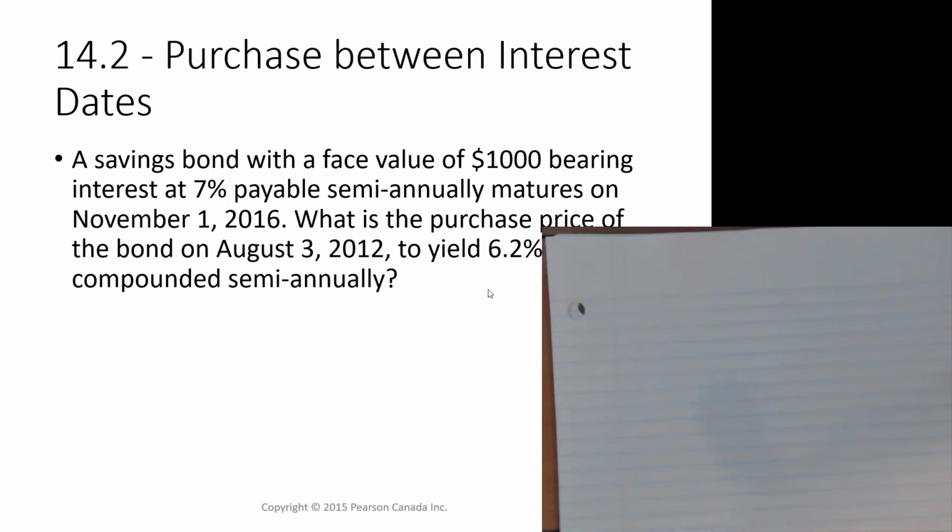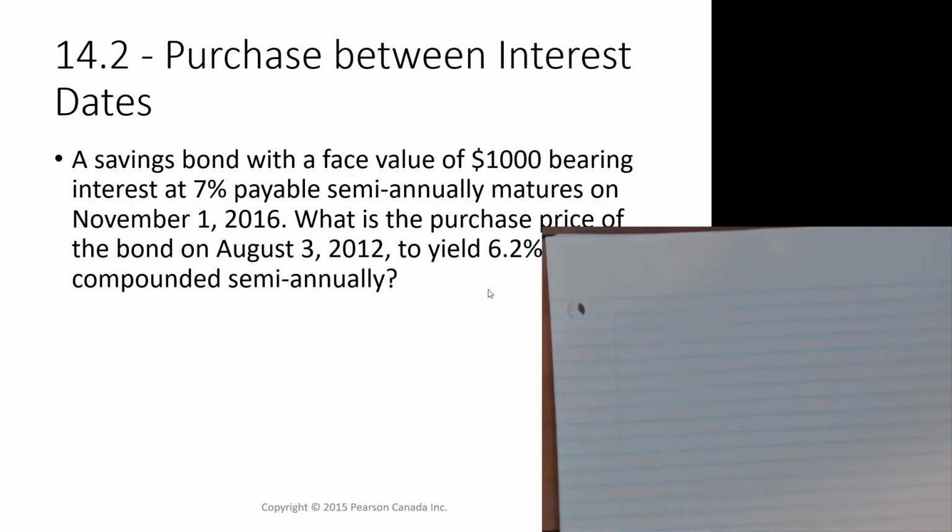So all we need to know is, when does this bond end? When does it get paid? How much does it get paid? What the face value is. Okay, so purchase price between interest dates. How do I know it's different? Ooh, look at all those dates. November 1st, 2016, August 3rd, 2012.